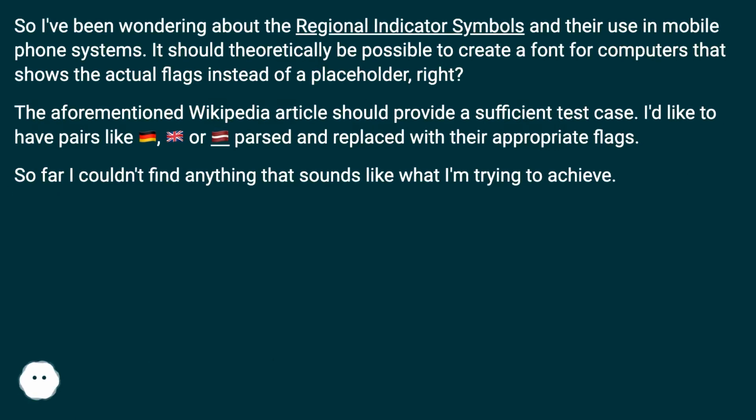So I've been wondering about the regional indicator symbols and their use in mobile phone systems. It should theoretically be possible to create a font for computers that shows the actual flags instead of a placeholder, right? The aforementioned Wikipedia article should provide a sufficient test case. I'd like to have pairs like Germany, United Kingdom or Latvia parsed and replaced with their appropriate flags. So far I couldn't find anything that sounds like what I'm trying to achieve.